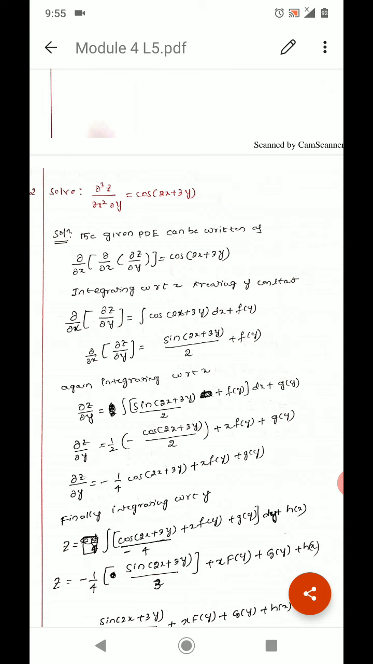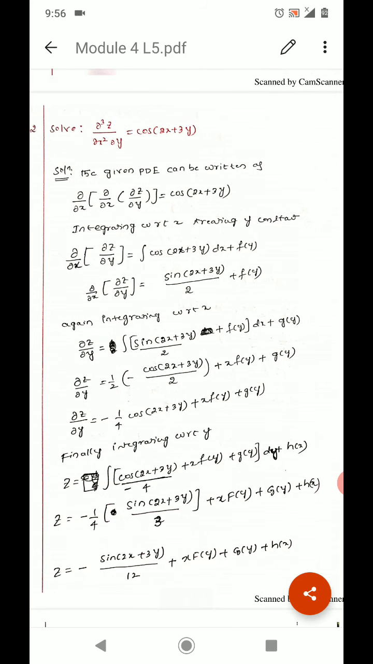So del by del x of del z by del y is equal to the integration of cos of 2x plus 3y, which becomes sin of 2x plus 3y divided by 2, since the differentiation of 2x plus 3y with respect to x is 2, plus f of y. Again we have to integrate with respect to x to eliminate del by del x. So remaining is del z by del y, which is equal to the integration of sin of 2x plus 3y divided by 2 plus f of y with respect to x, plus again adding a function of y, that is g of y.